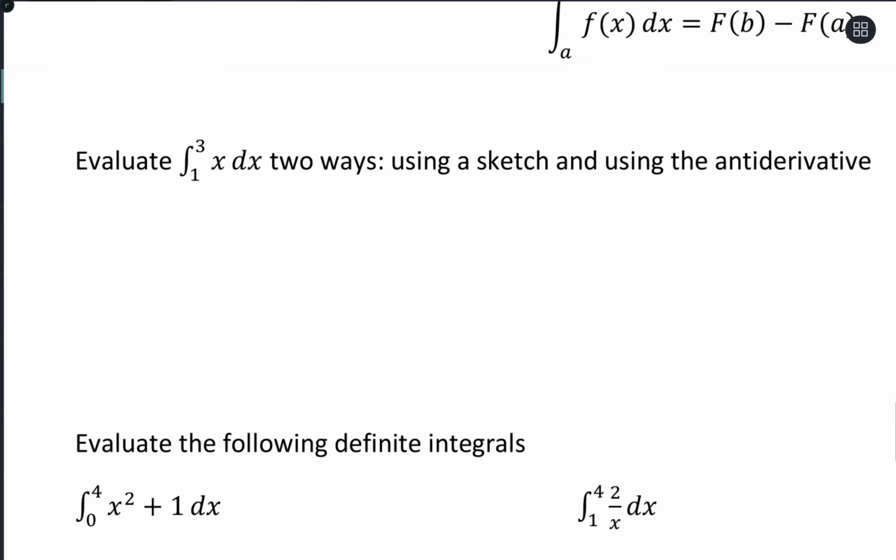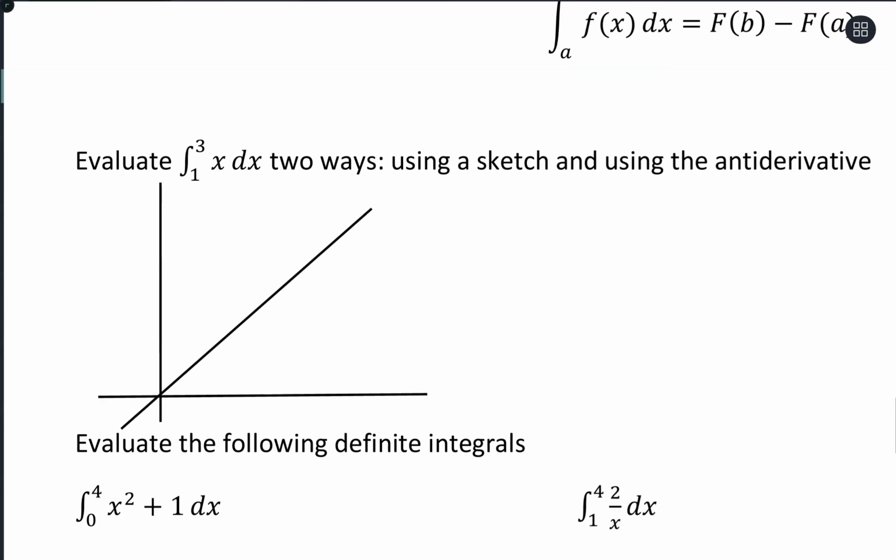So let's say we wanted to evaluate the definite integral from 1 to 3 of x dx, and we're going to do this two ways, using a sketch and then using the antiderivative. Using a sketch, we would graph the function x, which would look something like this. We're going to look from 1 to 3, so let's go 1, 2, 3, 4. And then our y values are going to match, 1, 2, 3, 4.